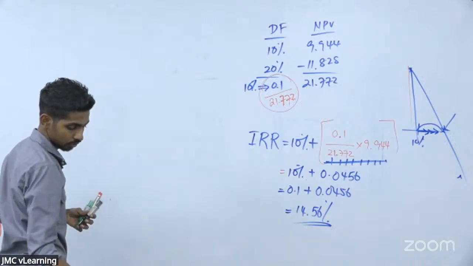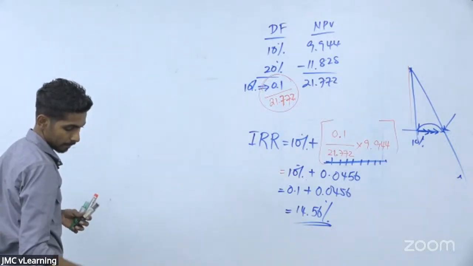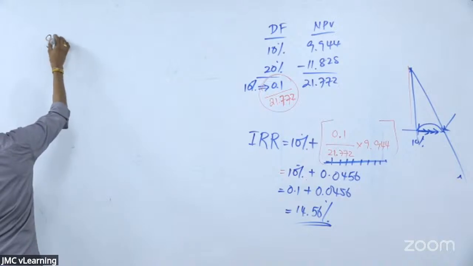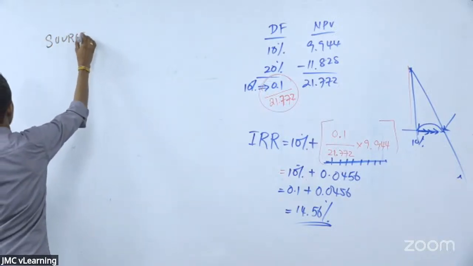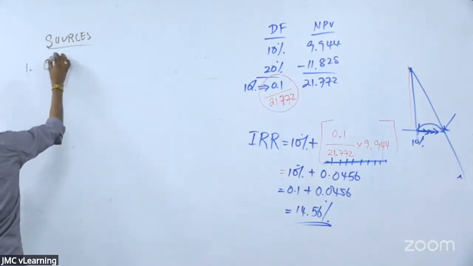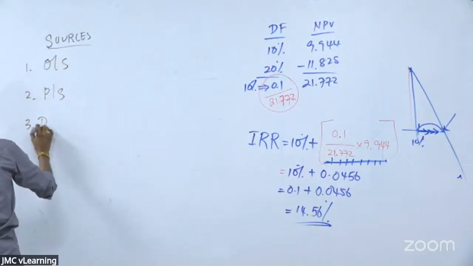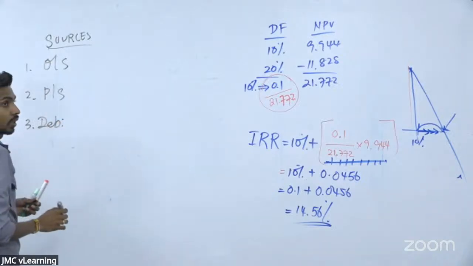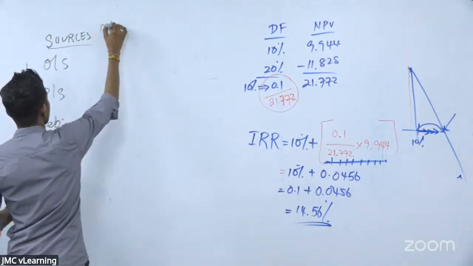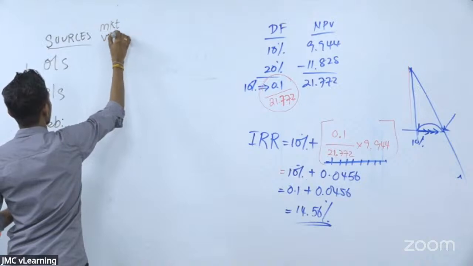Now you need to get the source of capital. Sources: first one ordinary shares, second one preference shares, third one debentures. Thereafter, get the market value.